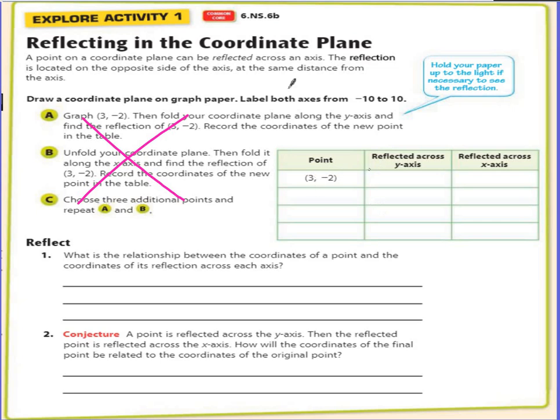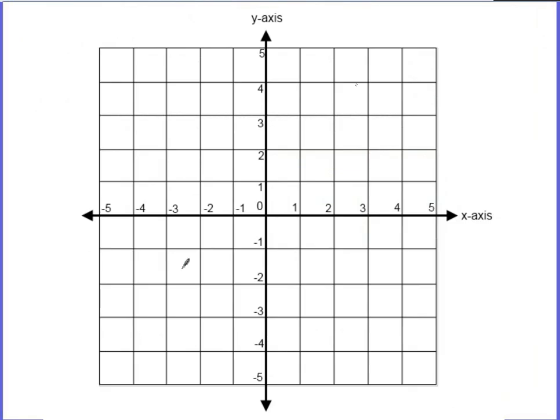So we're going to take the point (3, -2), and I'm just going to show you. You don't have to write this. I'm just going to show you exactly what it looks like when we reflect. So we have 3, we have to go to the right 3, and then -2, so we go down 2. So right now our point is in quadrant 4.